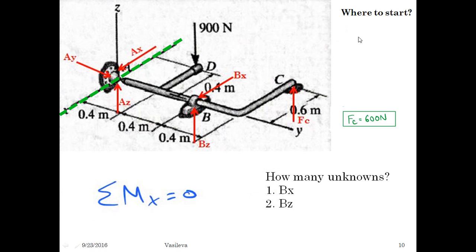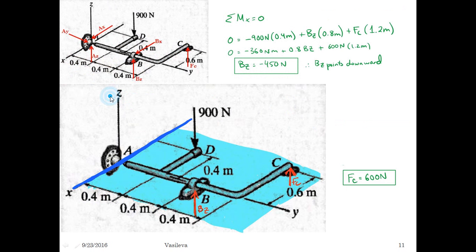So now I chose to look at the x-axis again. Now that I know my FC, I have two unknowns. I have bx and bz, and I can ignore these three because they fall on the x-axis.